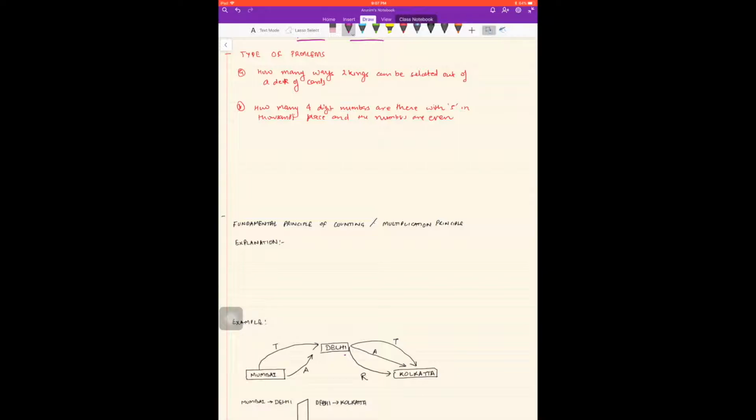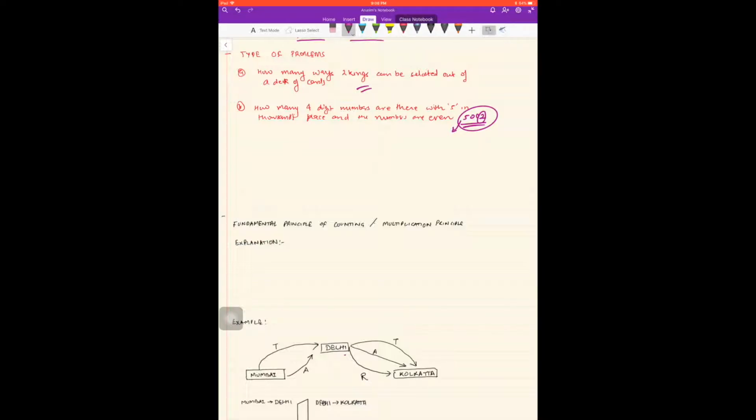The second question can be something like: how many four digit numbers can you form where 5 is in the thousands place and the number formed is even? Just an example of this, 5002. This is a four digit number which has 5 in the thousands place and 2 at the end, which makes the whole number even.